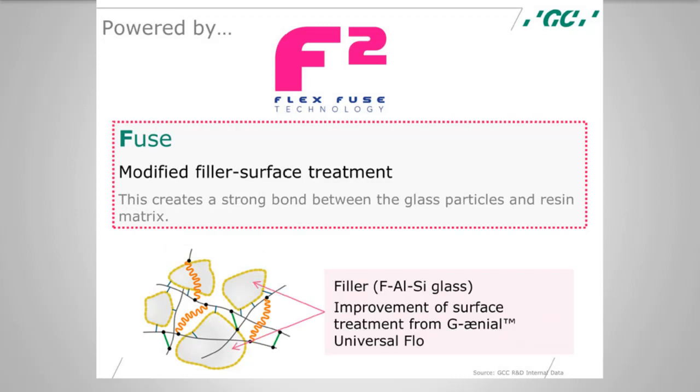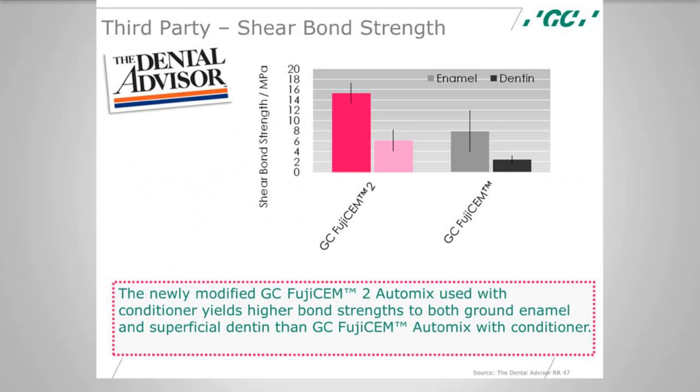The other thing is the filler surface treatment, creating a strong bond between the glass particles and the resin matrix. What makes this graph interesting to me is the fact that GC actually compared properties of their old cement, Fuji Cem, to the new cement to see the increase in shear bond strengths that were achieved both to enamel and dentin with the newly modified Fuji Cem 2. So, higher bond strengths to ground enamel and superficial dentin than the original product.